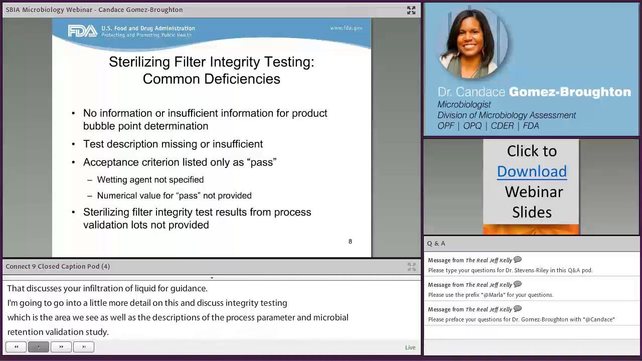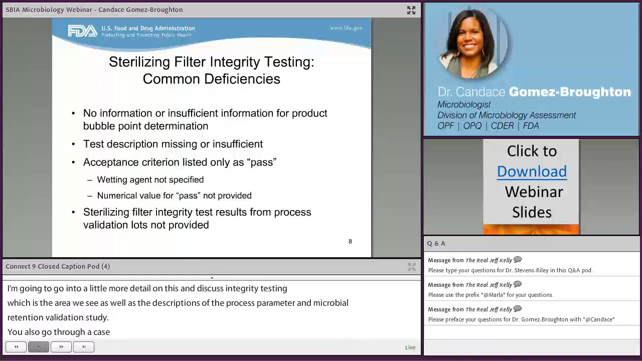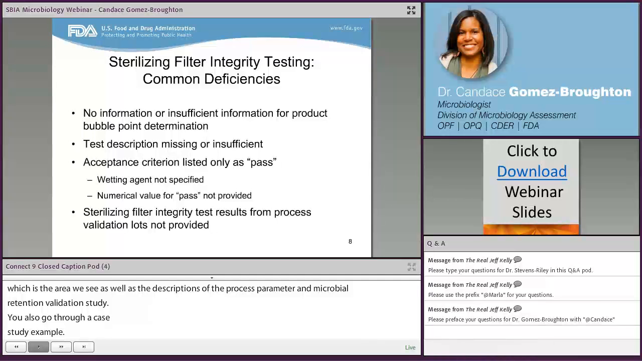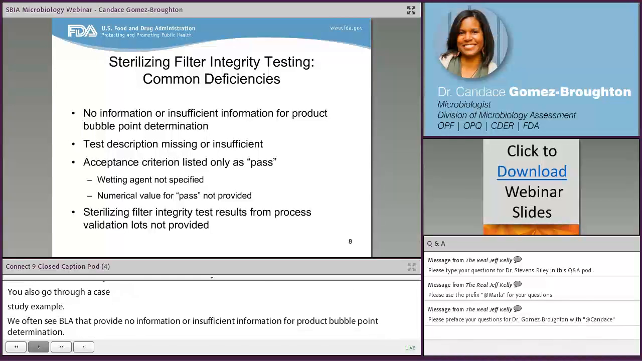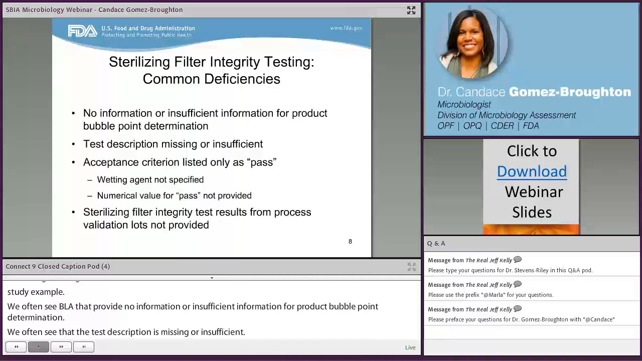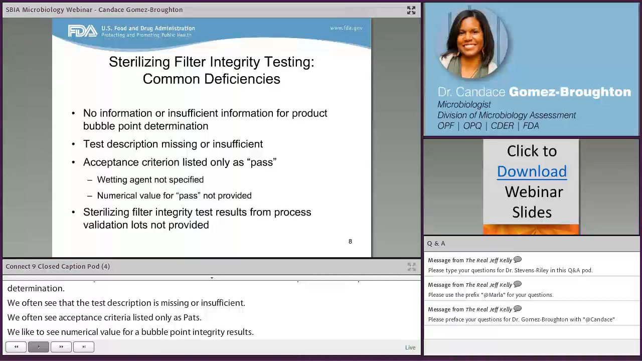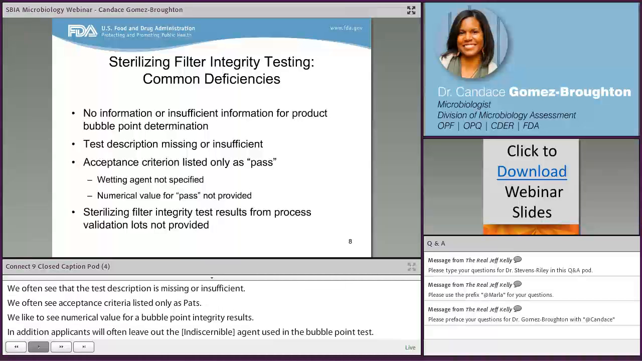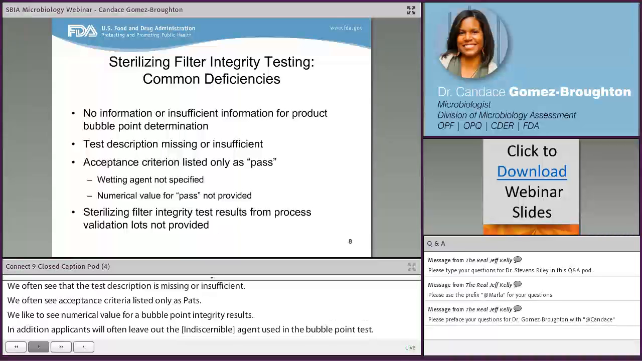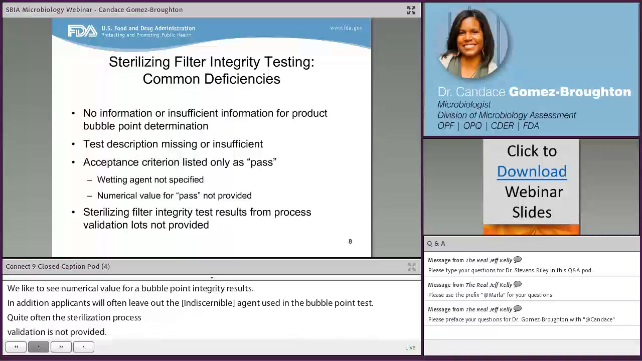Common deficiencies as it relates to sterilizing filter integrity testing: we often see BLAs that provide no information or insufficient information for product bubble point determination. We often see that the test description is missing or insufficient. We often see acceptance criteria listed only as pass. We like to see a numerical value for bubble point or filter integrity test results. In addition, applicants will often leave out the wetting agent used in the bubble point test. And quite often, the sterilizing filter integrity test results from process validation lots are not provided. When these things are missing or insufficient in the BLA, we often have to send an information request requesting this information.